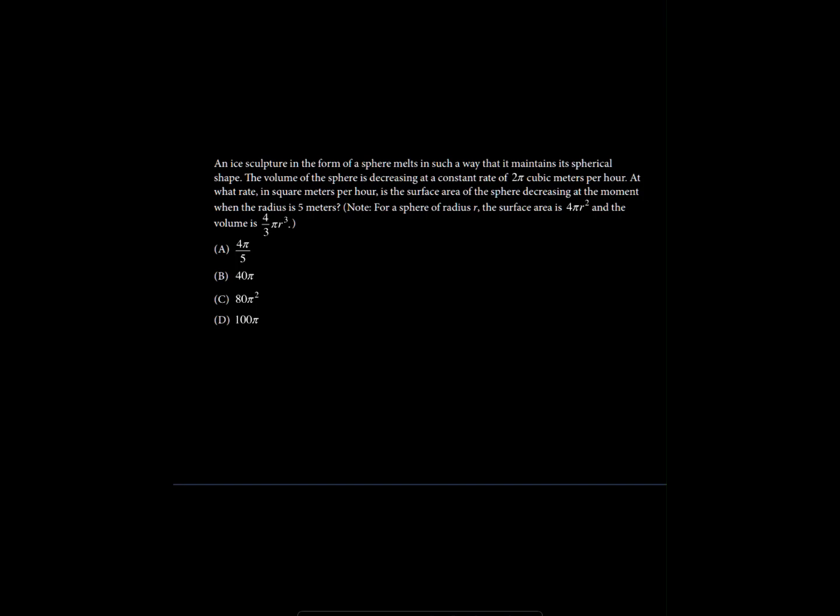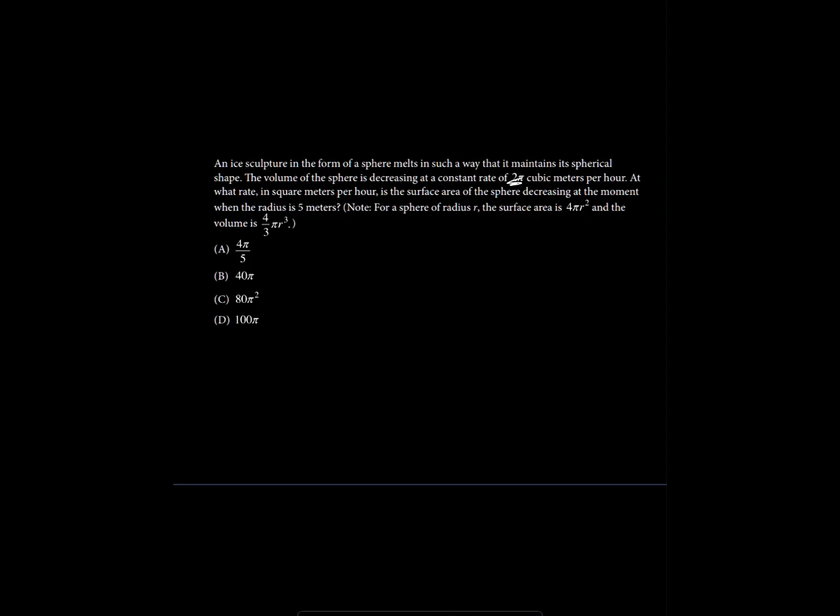All right, let's go ahead and jump into the fifth and last question for this video, which is going to be a related rates question. So we are given this word problem right here. I read it. It says an ice sculpture in the form of a sphere melts in such a way that it maintains its spherical shape. The volume of the sphere is decreasing at a constant rate of 2 pi cubic meters per hour.